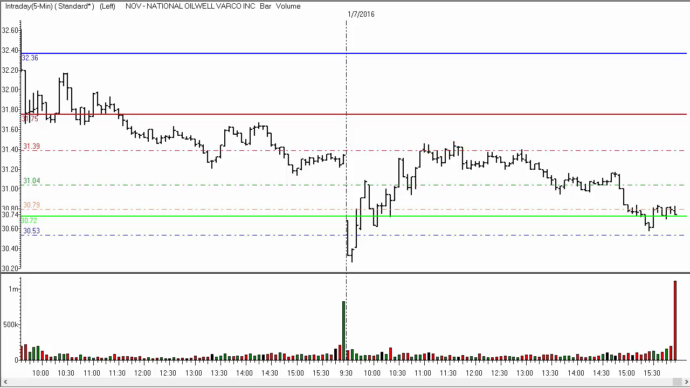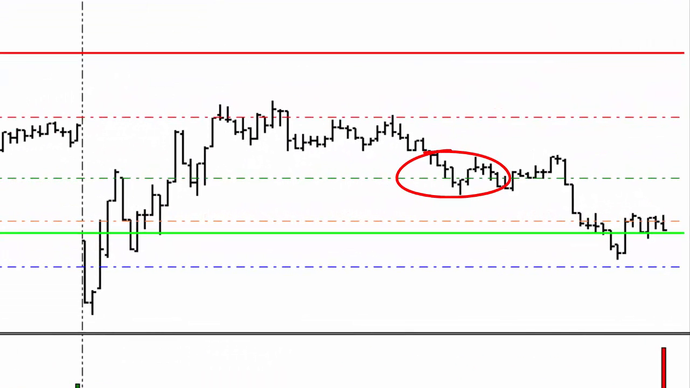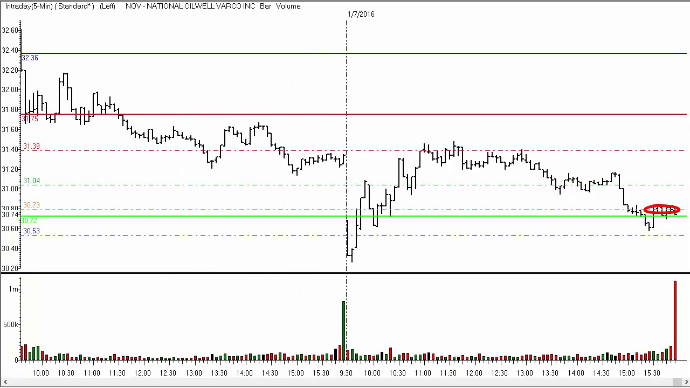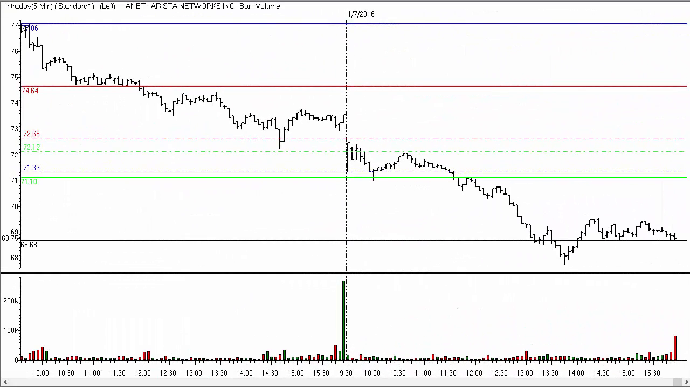But look what happened. Our second entry opportunity, remember we always take 2 entries on these if they're available, got us down to 31.04, then made a move all the way down to 10 cents to the target and stopped us out at $30.79. 24 cents per share on that move, so down 11 cents per share on the session for NOV. Arista Networks was the first of the stocks to watch setups, ticker symbol ANET.